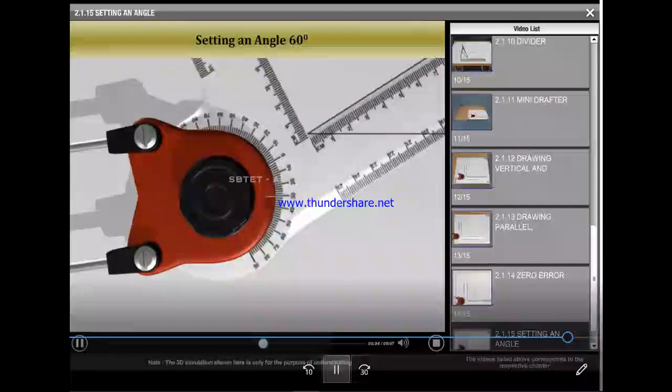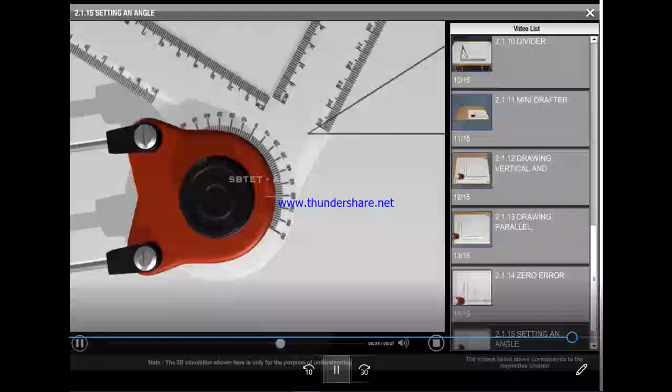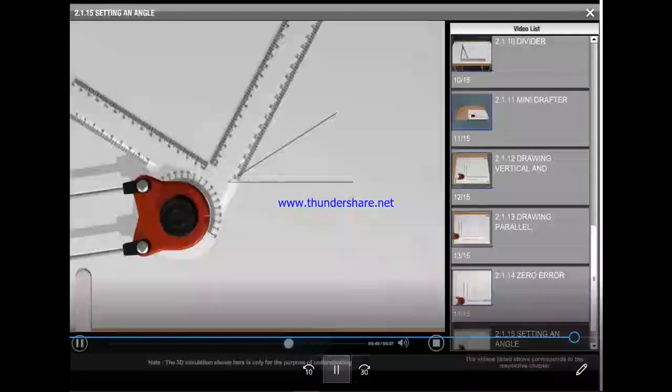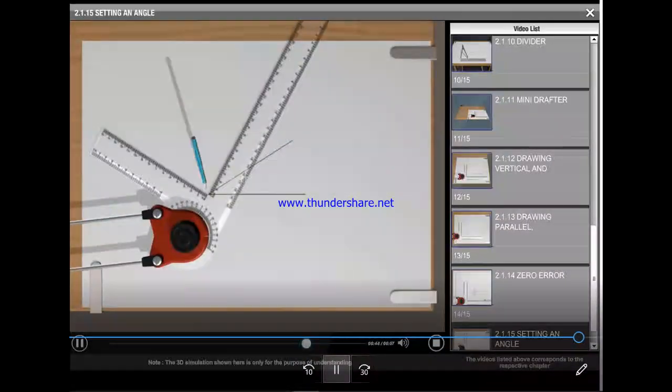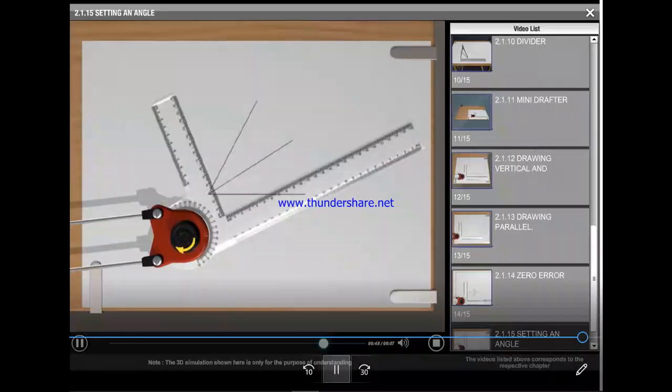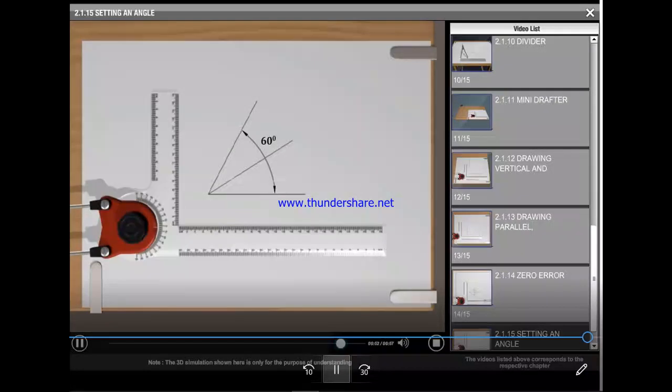To set another 30 degrees from the current position, further rotate the scale through 30 more degrees and tighten the nut. Draw a line which will satisfy 60 degrees from the original position.